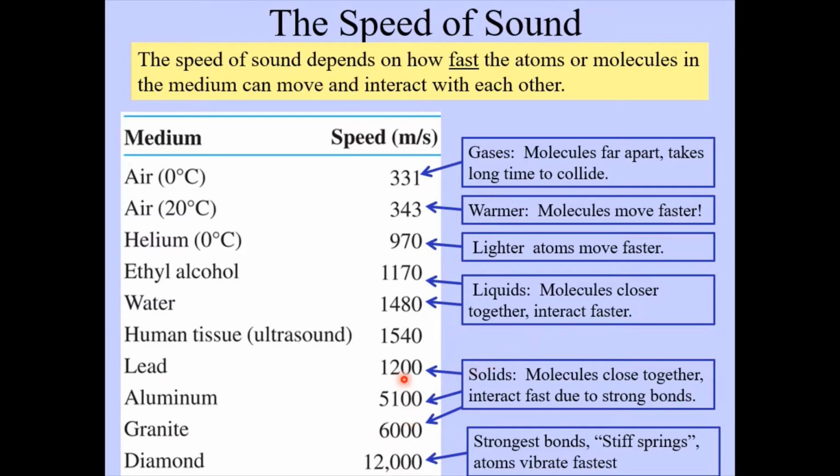And then finally at the bottom are solids. Because solids are tightly packed atoms and molecules, they react very quickly when there are vibrations in a solid. So the speeds of sound in solids are very fast. You can see some of these, and here's diamond down here, which has the strongest bonds of any substance, and therefore it has a very, very high speed of sound, something like 12,000 meters per second.